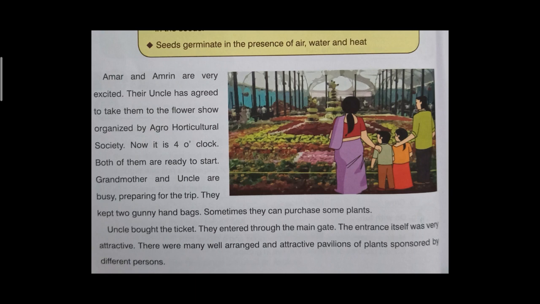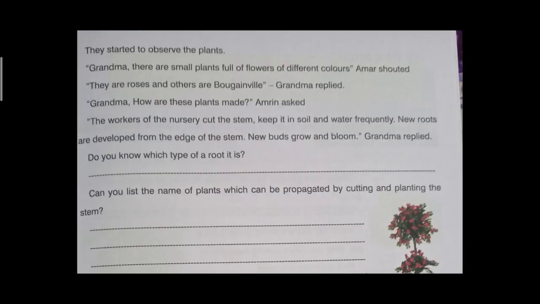They kept two gunny handbags. Sometimes they can purchase some plants. Uncle bought the ticket. They entered through the main gate. The entrance itself was very attractive. There were many well arranged and attractive pavilions of plants sponsored by different persons. They started to observe the plants.